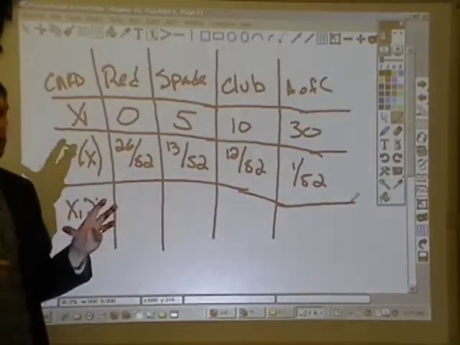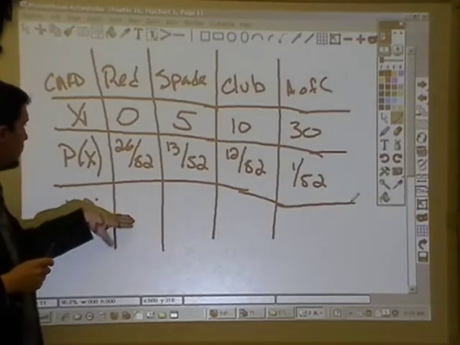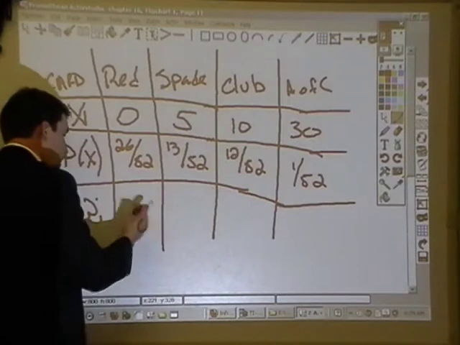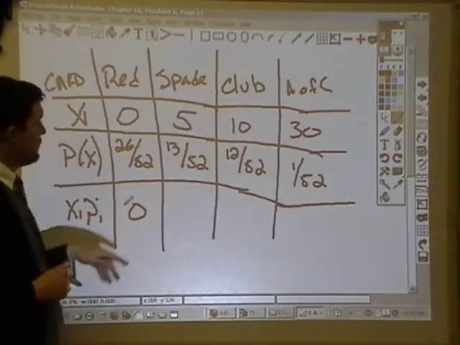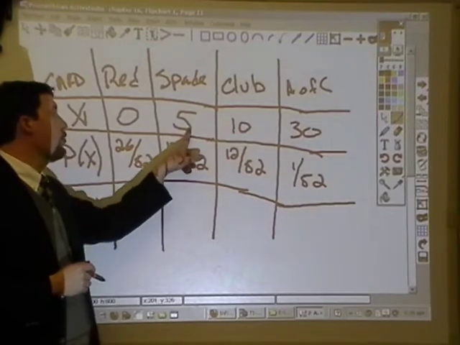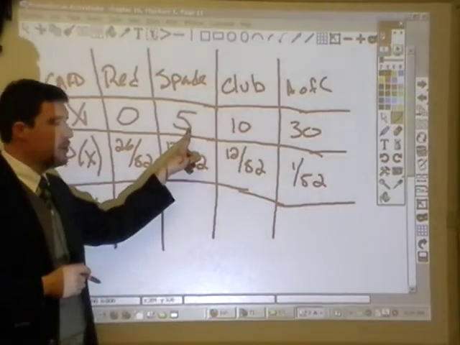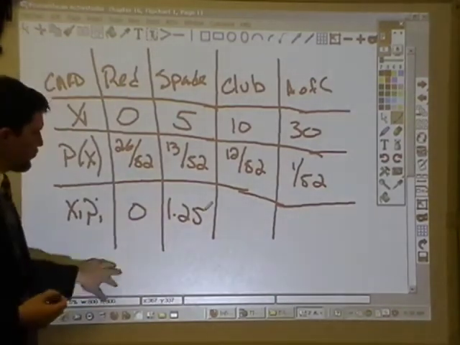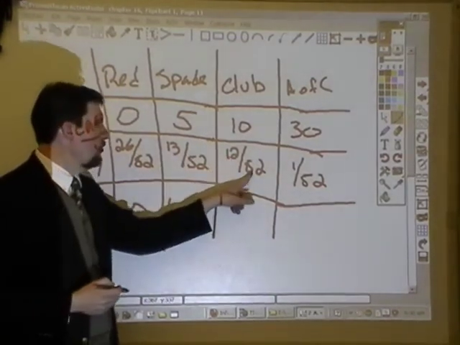All right, so now I'm going to find X sub I, P sub I. So X sub I, P sub I, 0 times, I can do this one in my head. That's 0. Woo, I'm good. All right, this is a quarter, 0.25. So I'm looking for a quarter of 5, which is 1.25. And this is 10 times 12 over 52.